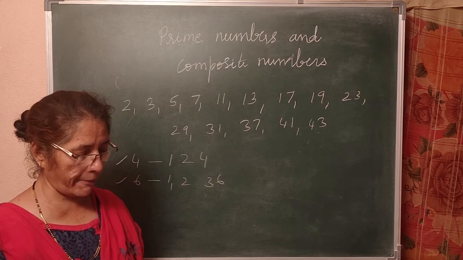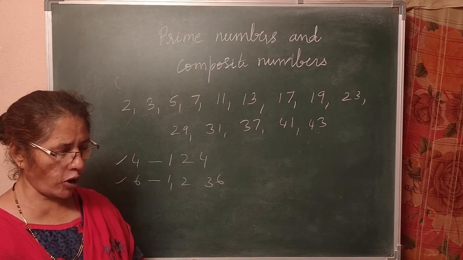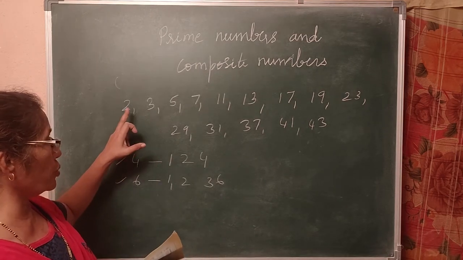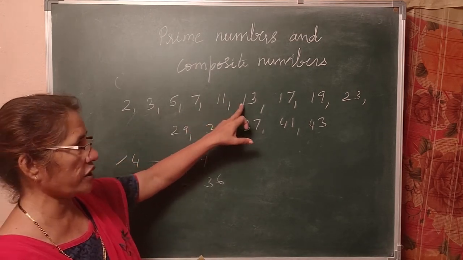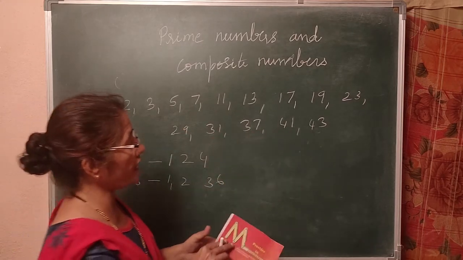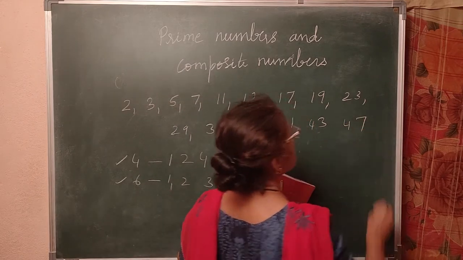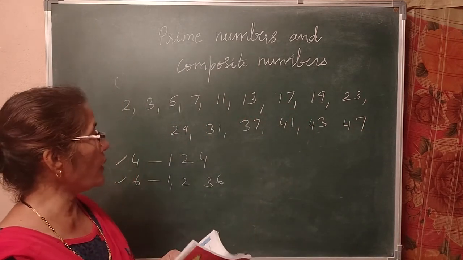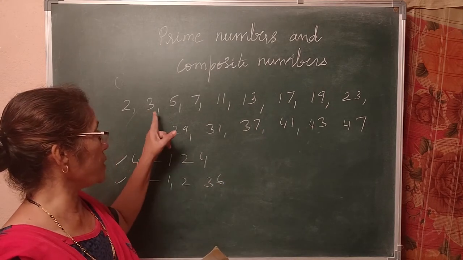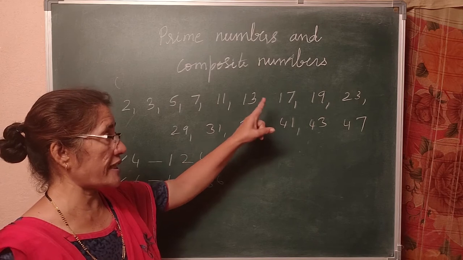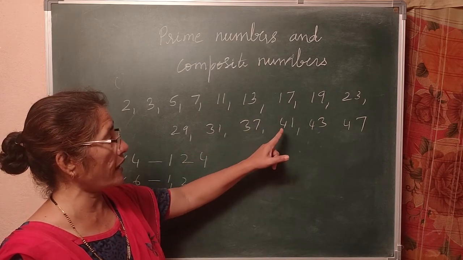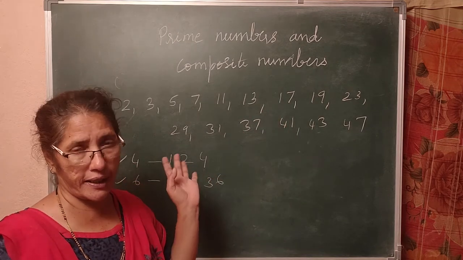You come to example 4. Write all the prime numbers less than 15. We have written 2, 3, 5, 7, 11, 13. Finished. If they ask, we have written till 43, 47, till 50 I can say. So, these are the prime numbers till 50: 2, 3, 5, 7, 11, 13, 17, 19, 23, 29, 31, 37, 41, 43, 47.